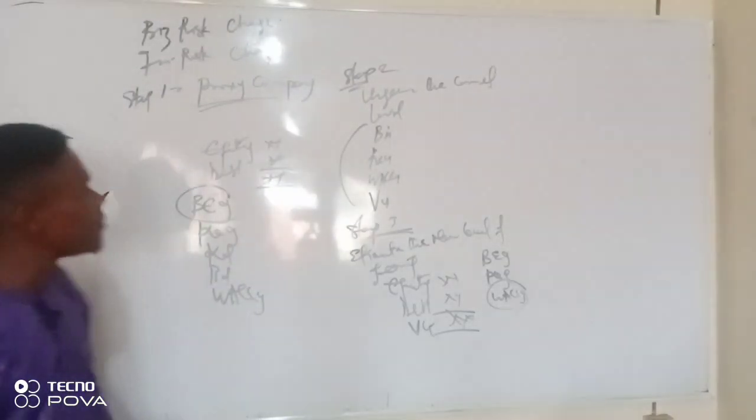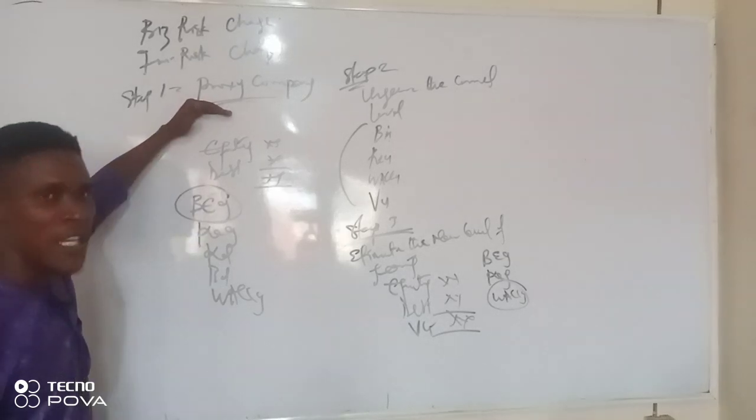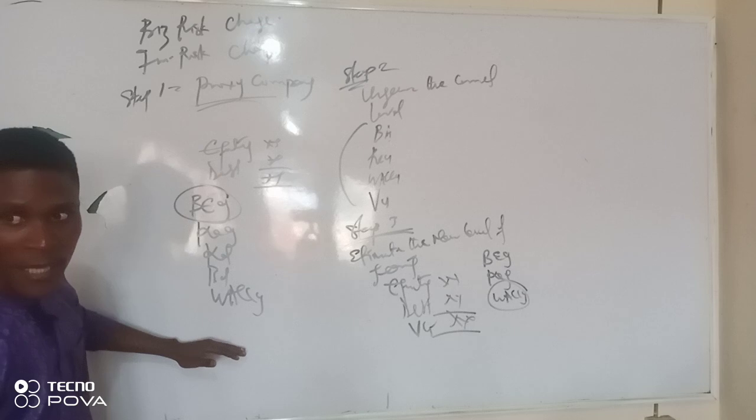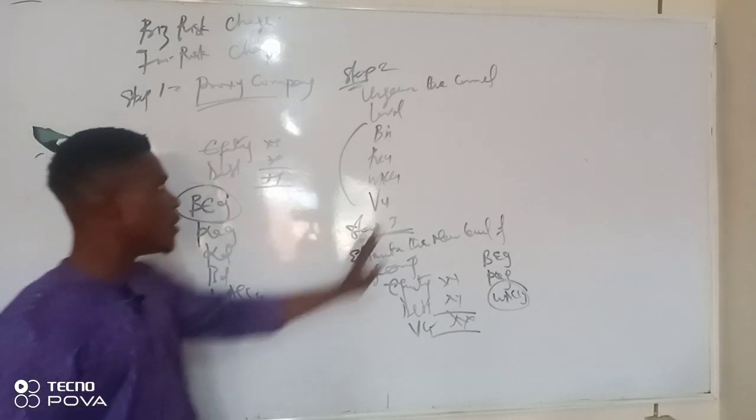Let us assume again that the proxy company is geared. You get information like this. What do you do straight away? You will ungear.